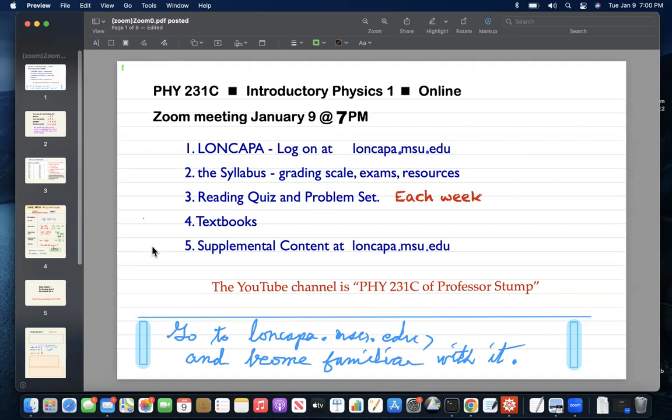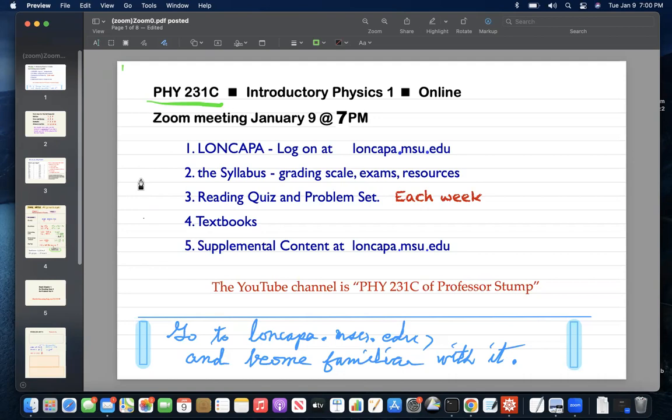Okay, so this is the Zoom meeting for Physics 231C. The main purpose of it tonight is just to explain the course to you, show you what you're going to be doing, show you where to find everything.